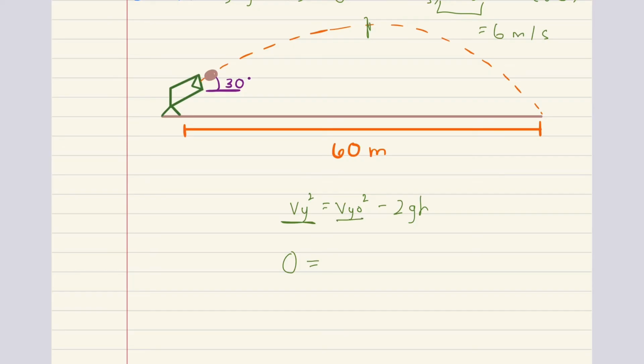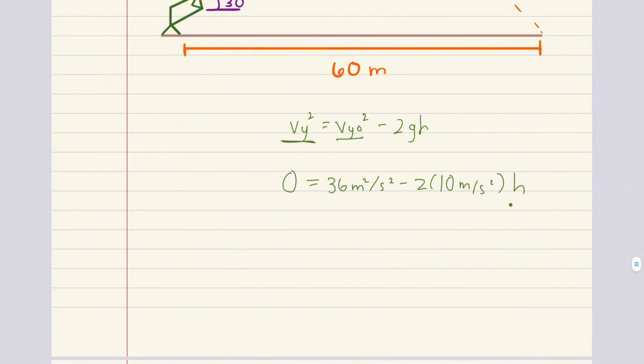Then this term right here, Vy naught, this is the initial vertical velocity that we just calculated as 6 meters per second. This is going to be squared, and that gives us 36 meters squared per second squared, minus 2g. G is the acceleration due to gravity, which we're going to approximate as 10 meters per second squared, and h is the maximum height we're solving for.